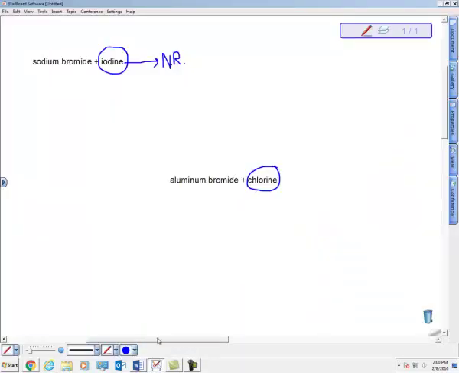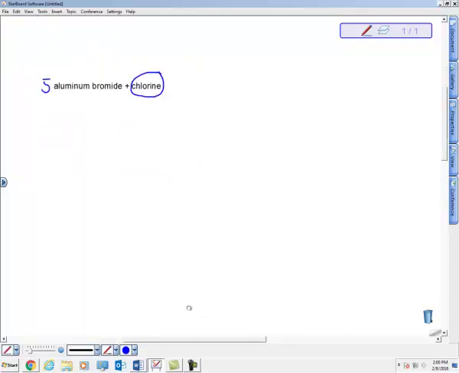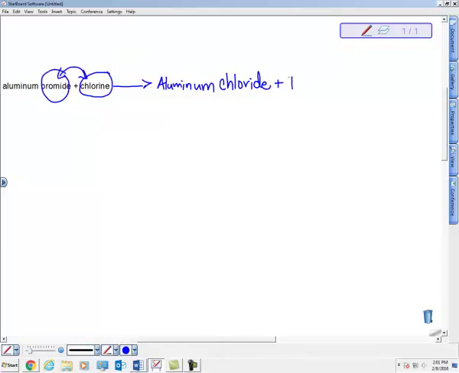You do need to start predicting products. Again, this is question number 5. All right, so let's get this one started. First step, predict your products. So aluminum, the metal, is not the one getting the boot. The one getting the boot this time are the nonmetals. So these are the guys that are going to be switching. Who's aluminum's partner now? Chlorine turns into chloride. Good job, because he's part of a compound now. And who got the boot? Bromine, yeah, because bromide will turn into bromine. Good job.